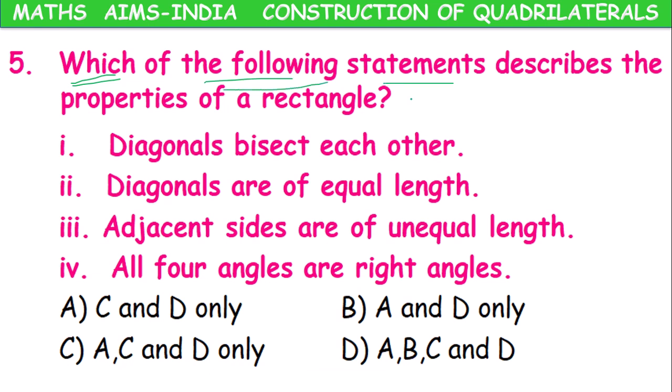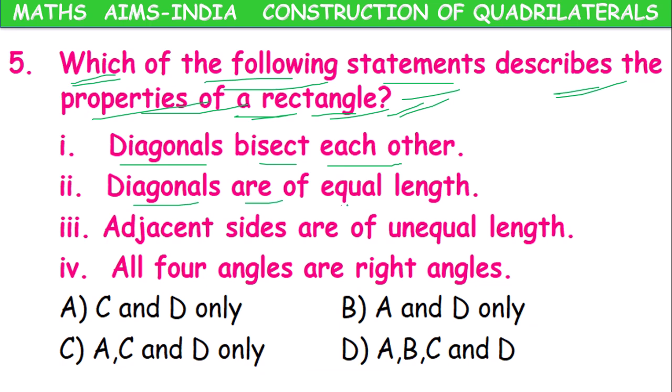Next, which of the following statements describes the properties of a rectangle? Diagonals bisect each other. Diagonals are of equal length. Adjacent sides are of unequal length. All four angles are right angles. So they are asking properties of a rectangle.